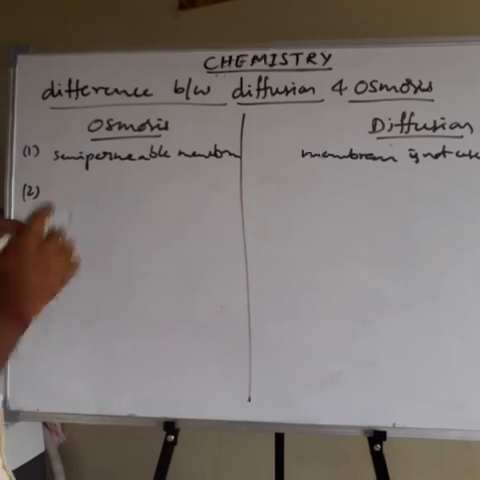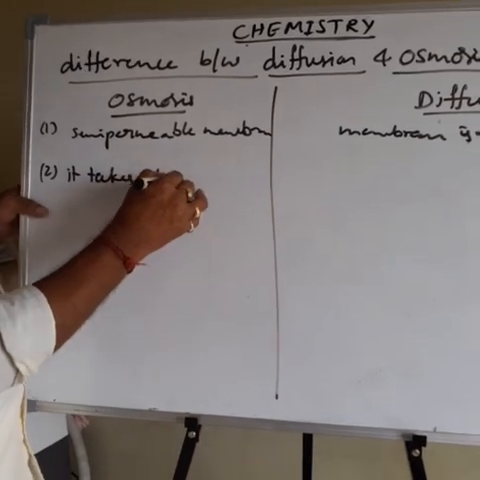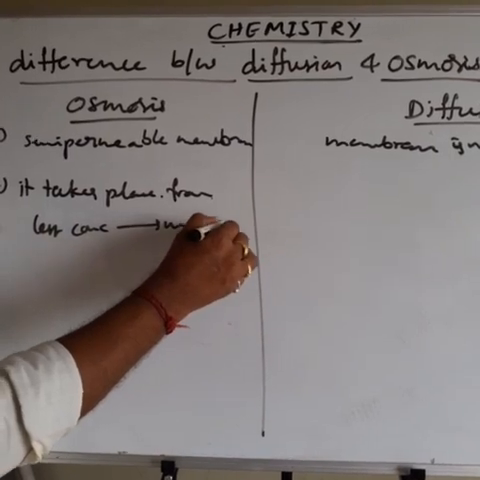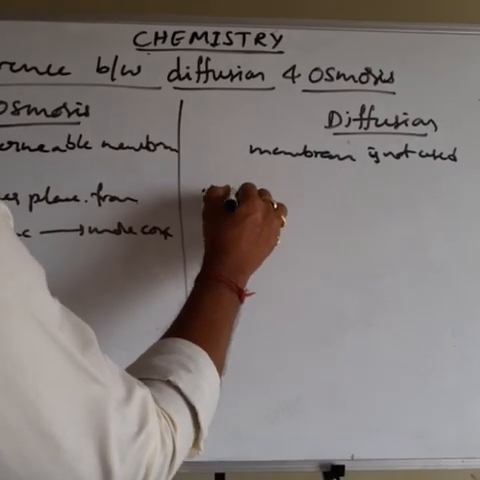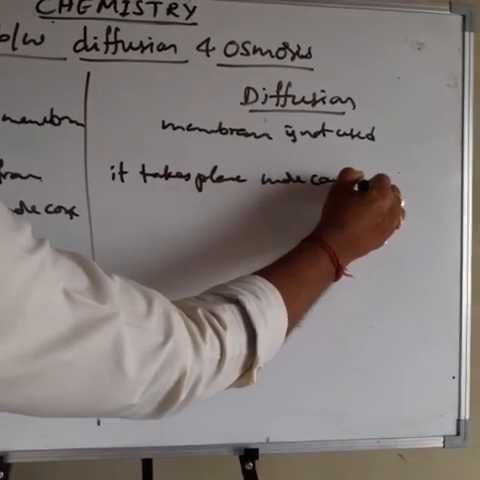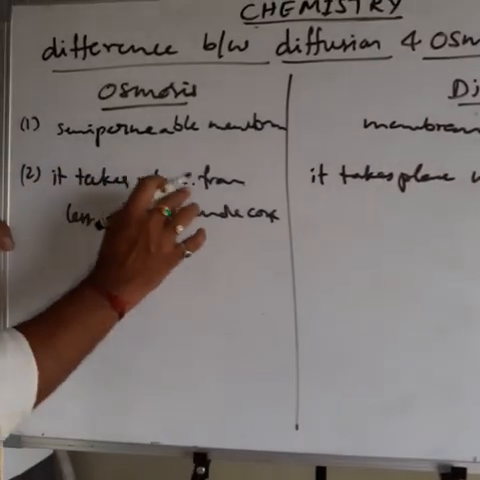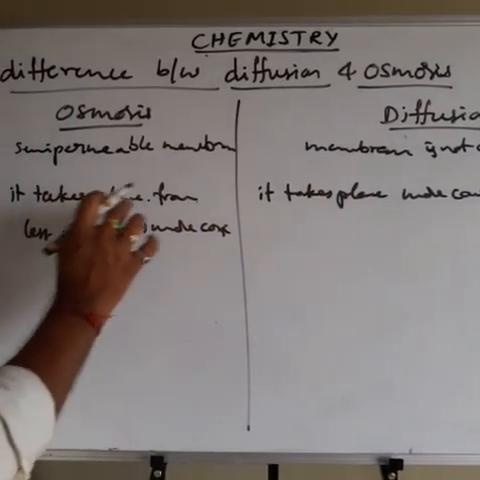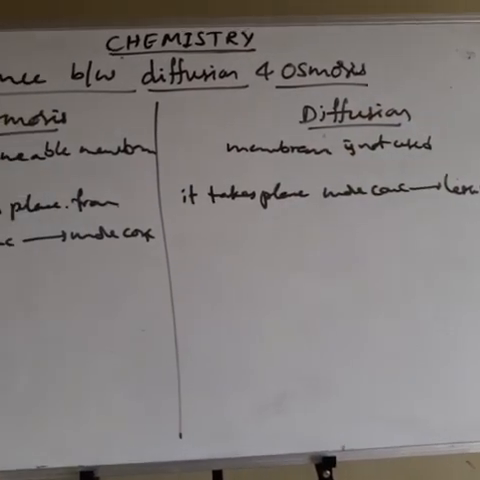And the second point: osmosis takes place from less concentration to more concentration. But diffusion takes place from more concentration to less concentration. Understood what I said? Osmosis takes place from less concentration to more concentration. Diffusion takes place from more concentration to less concentration.